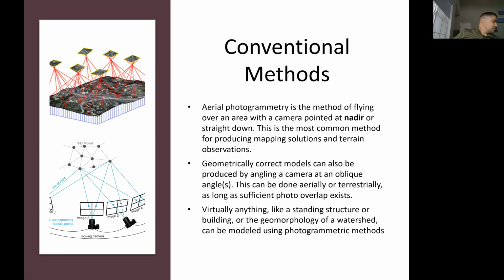Actually, let me show you an example. I have a camera here, pointed straight down like this. That's the conventional method of collecting photogrammetry, aerial photogrammetry in particular. And this position here is called nadir. Nadir, straight down.